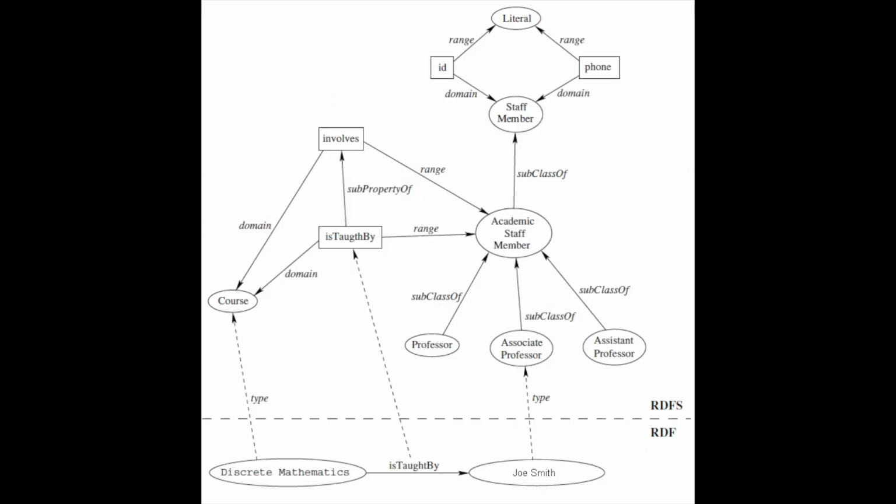Another example shown on the screen represents a graph that describes a scenario within an academic environment. The graph highlights two different parts that illustrate the semantics and instance of a specific moment. More details on this will be discussed later in this video.